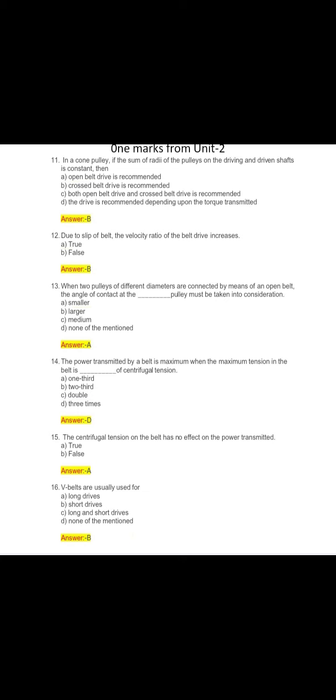Next question: when two pulleys of different diameters are connected by means of an open belt, the angle of contact at the smaller pulley must be taken into consideration. The option is A. Next question: the power transmitted by a belt is maximum when maximum tension in the belt is 3 times that of centrifugal tension, that is T equal to 3 Tc.